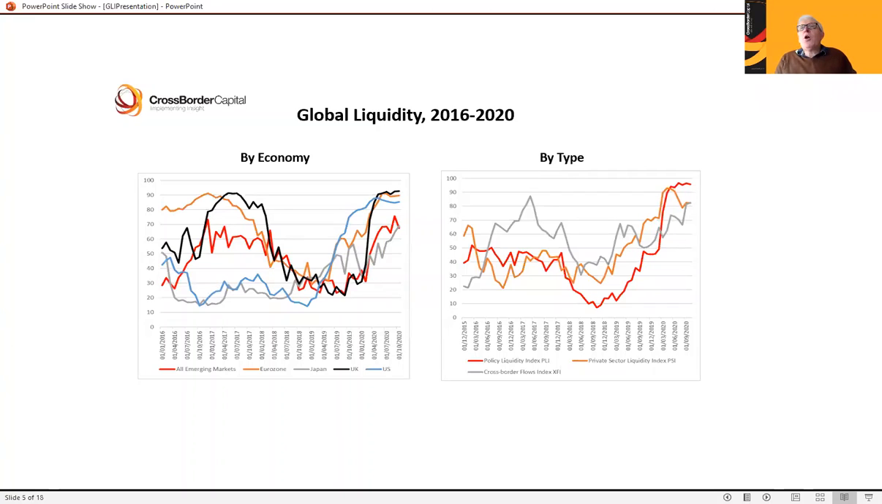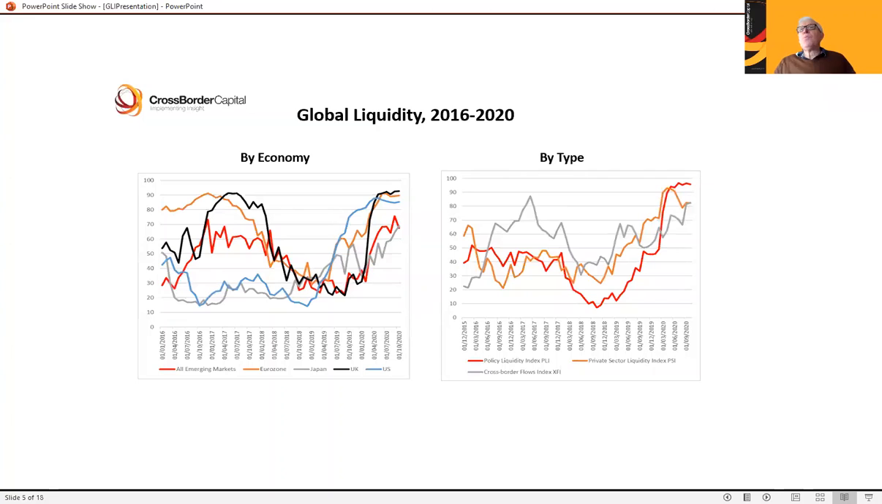Also, if you look at liquidity by type, or general source, policy liquidity is what the central banks do. That's clearly elevated, as you can see on the red line on the right. Private sector liquidity is the cash flow generation of the private sector. It includes corporations, households, banks, shadow banks, all sources of cash coming from the private sector. That's elevated as well, courtesy of the fiscal programs which have helped corporations and households generate cash.